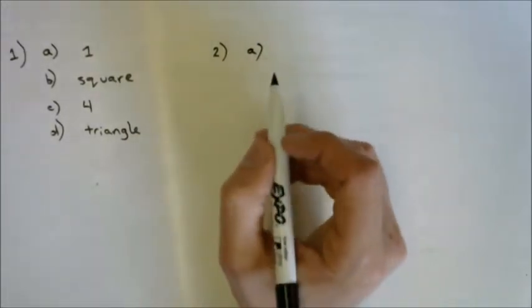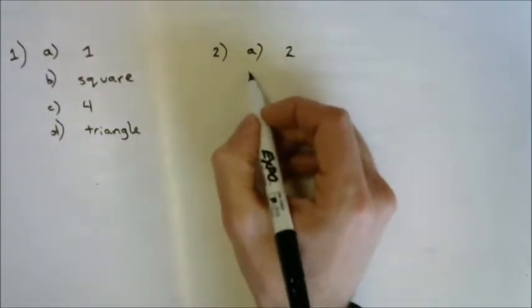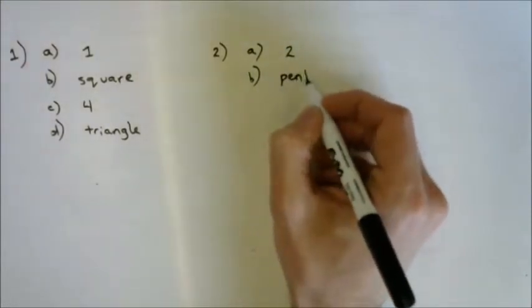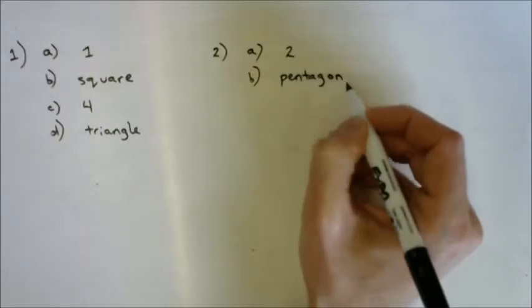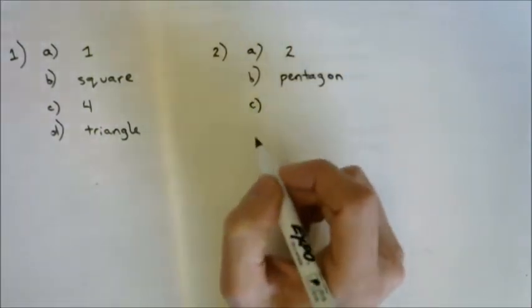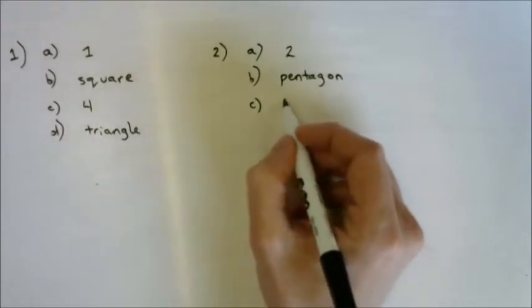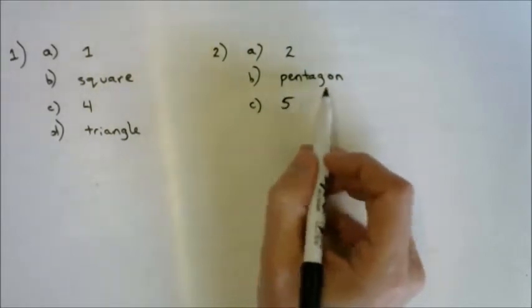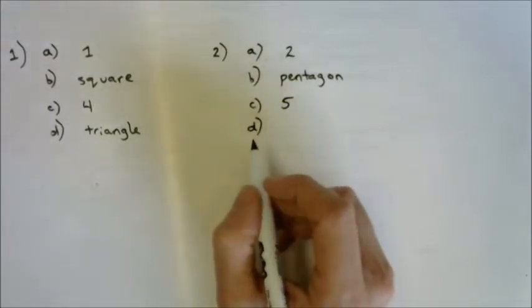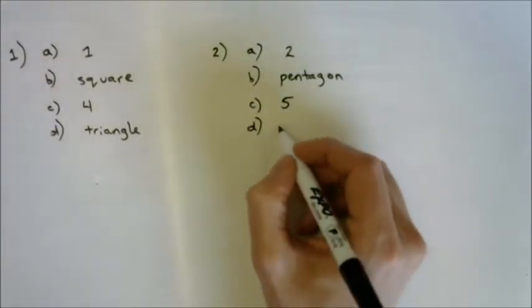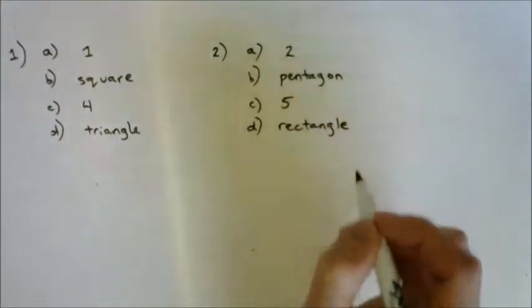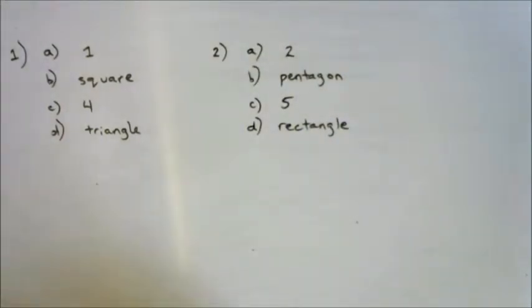How many bases are there? 2. What is the shape of each base? Pentagon. So this is a pentagonal prism. Okay? How many lateral faces are there? 5. There's got to be 5 because there's 1 for each side of the pentagonal base. And the last one, what is the shape of each lateral face? Rectangle. Whenever you're making a prism, the lateral faces will always be rectangles.